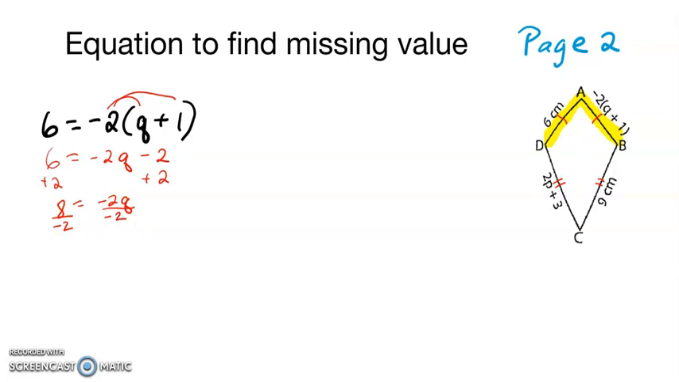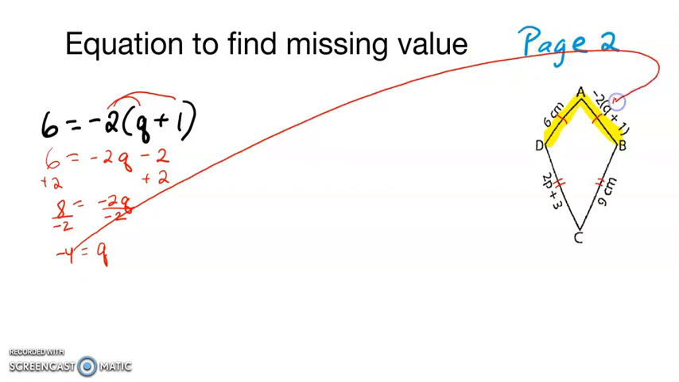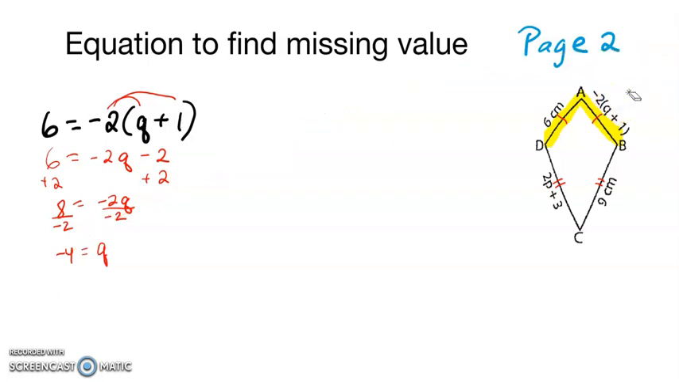Just a reminder that that's a letter Q, it's not the number 8, and make sure your Q doesn't look like a 9. So Q is equal to negative 4. And you could use this to replace back in to find out the length of that side, but actually we don't have to worry about that because we know that side has to be equal to 6, right? Because they're equal.